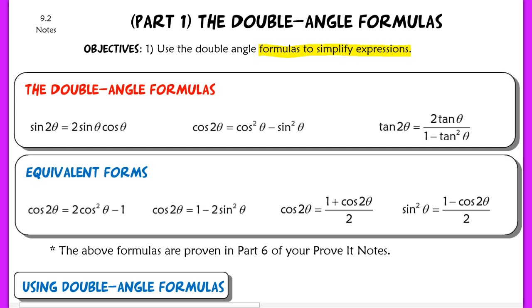Okay, so in your proof notes, we took the addition formulas and derived our double angle formulas, and then we rewrote also equivalent forms of those double angle formulas. If you haven't already done so, please make sure that you've watched parts 6 and 7 of your prove it notes. That's where you're going to get a basic understanding of how to derive these formulas, so that you're not just worrying about memorization the whole time, but you actually know where these are coming from and how to get them pretty quickly. So we're going to start here by actually applying these formulas.